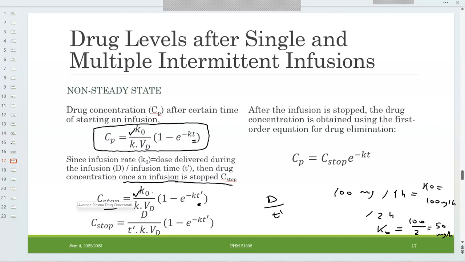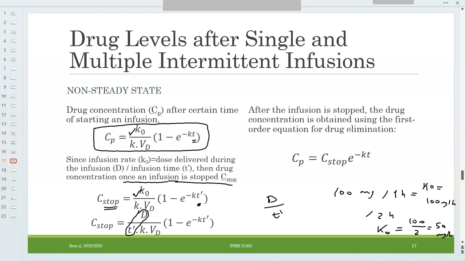Okay, so the equation contains not the dose but the infusion rate. If you want to use it as it is, if your infusion time is 1 hour, then put the dose as it is. It will represent K0. But if infusion time is different from 1 hour, maybe 0.5 hours, 2 hours, whatever, then you have to divide the dose by the infusion time in order to estimate the K0. Okay, so this is another form of the same equation.